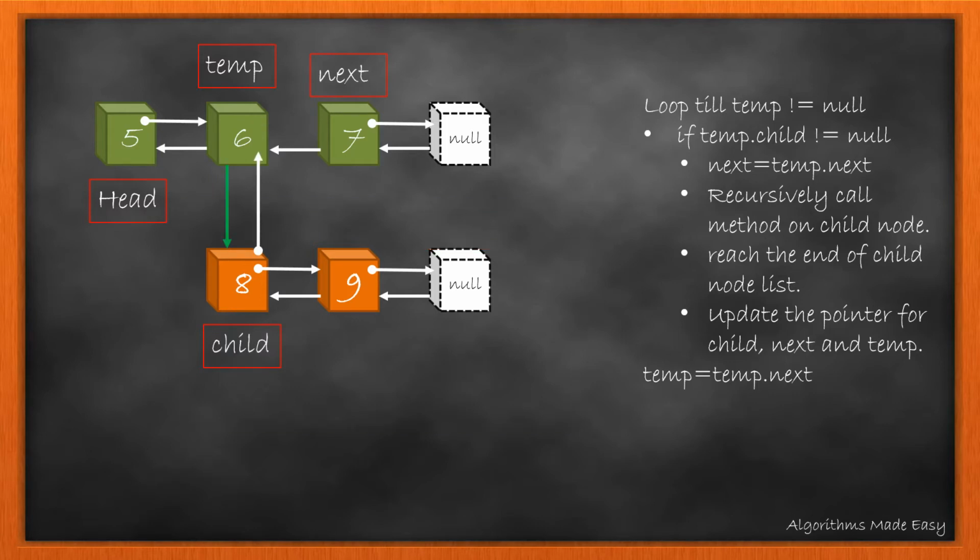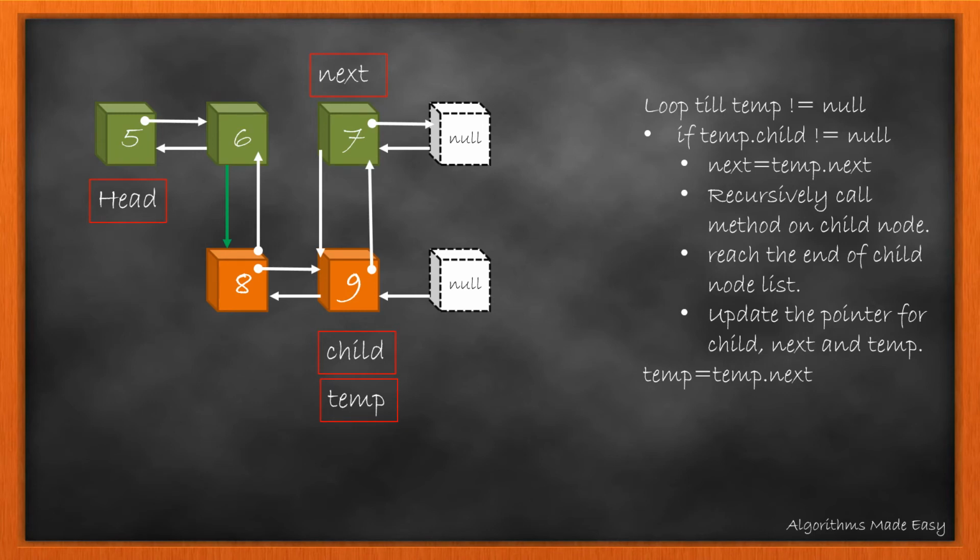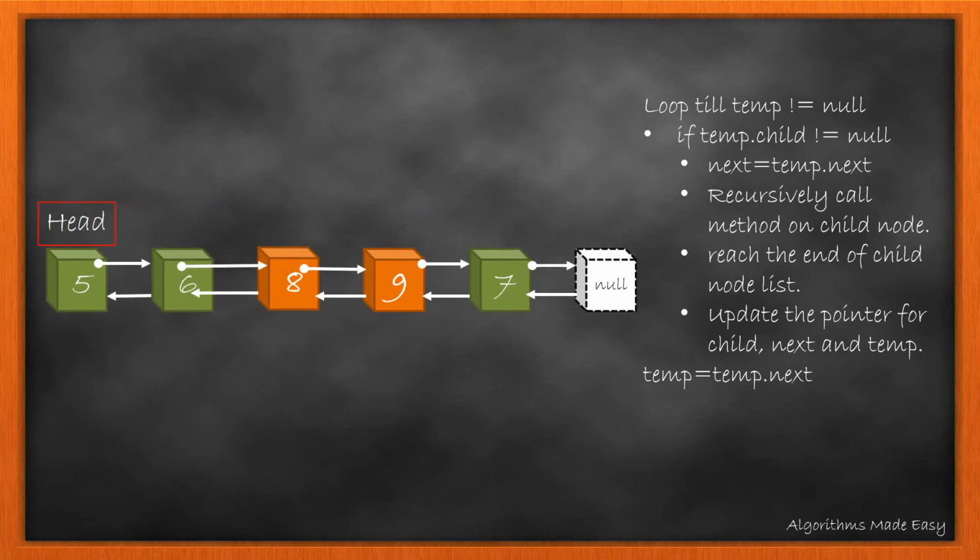The child variable will point to the head of the child list. So we now update temp.next to child, child.previous to temp, and temp.child to null. Now we loop till we reach the last node of the child list. As we reach it, we update the link between child and the next we stored before. We now update temp to child. This completes the if logic. And now, as always, we update temp to temp.next. This is how the list will look when flattened, with head as 5.